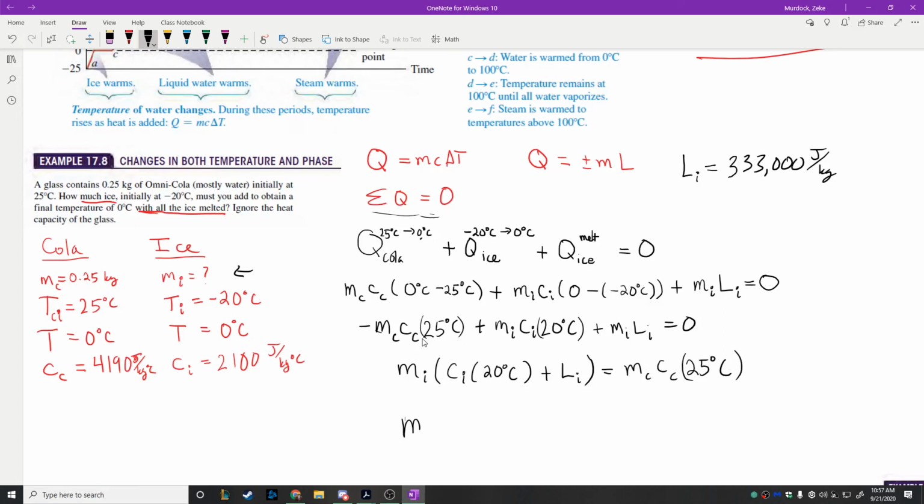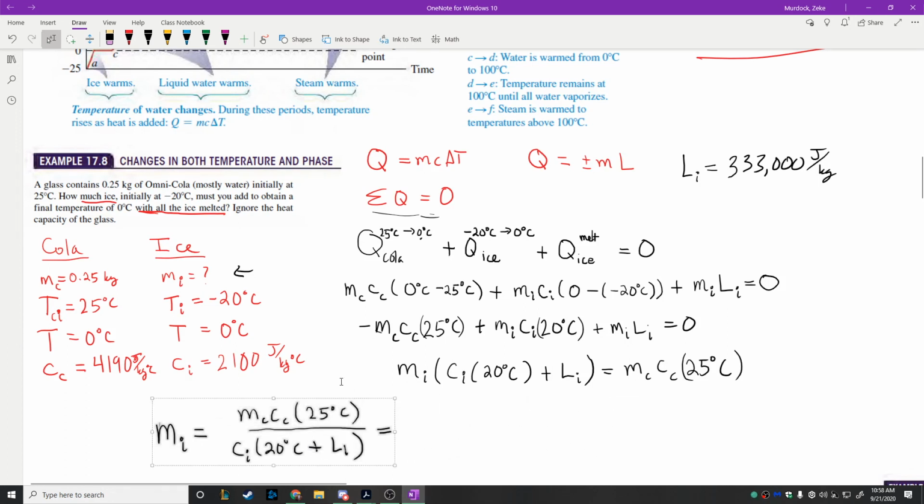So our mass of ice should be equal to, and then we can plug in numbers. We'll just shift this over to the right so I can actually fit all the numbers on the screen without zooming out. So that's our equation. Plug in the numbers. Specific heat of the cola was 4190.